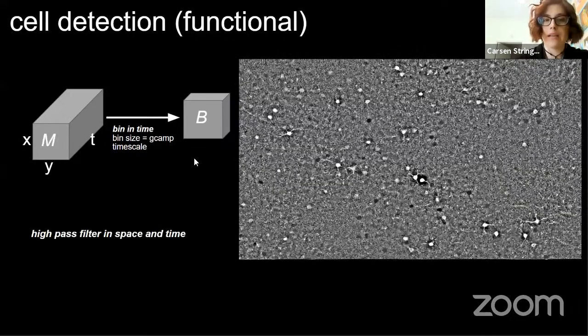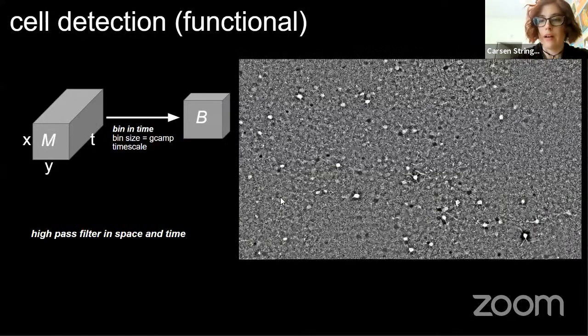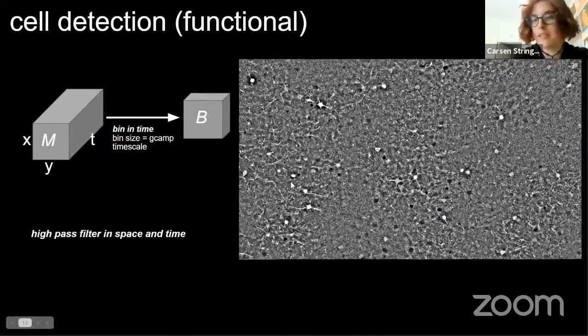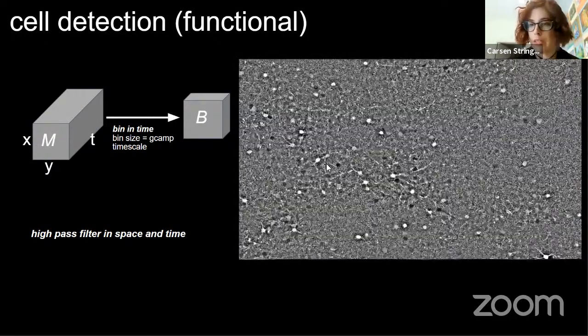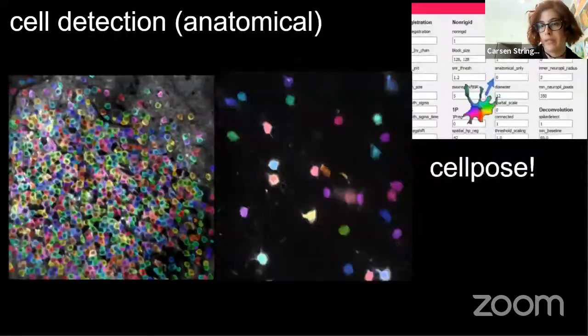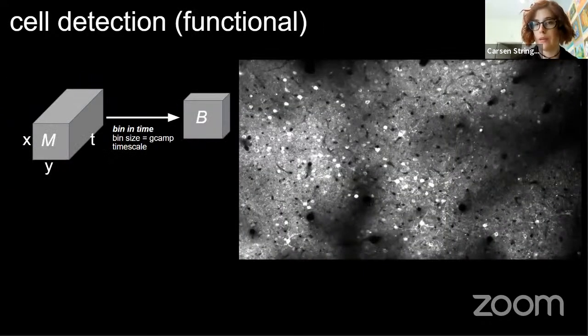Now we take this binned movie and we're going to try to find the cells here. So we're going to high pass filter in space and time. Oh, I see a question about Cellpose. The question is, why in a video where we have a lot of cells, like your hippocampal example, would using Cellpose work better? So it depends on your definition of better. I'll go through how the functional segmentation works.